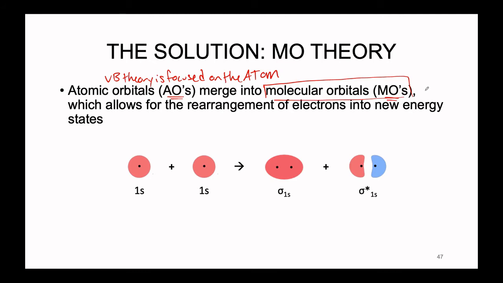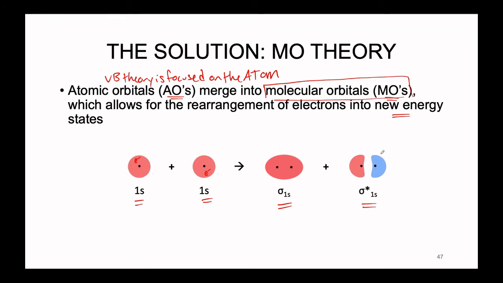Molecular orbitals allow for the total rearrangement of electrons into brand new energy states according to what the molecule's stability is. For example, in one of the most simple rearrangements, according to molecular orbital theory, we can take one 1s orbital and a second 1s orbital, which signifies that in each of these individual atoms we have one little electron hanging out. And as the two atomic orbitals come together, we get, as a result, one molecular orbital and a second molecular orbital.